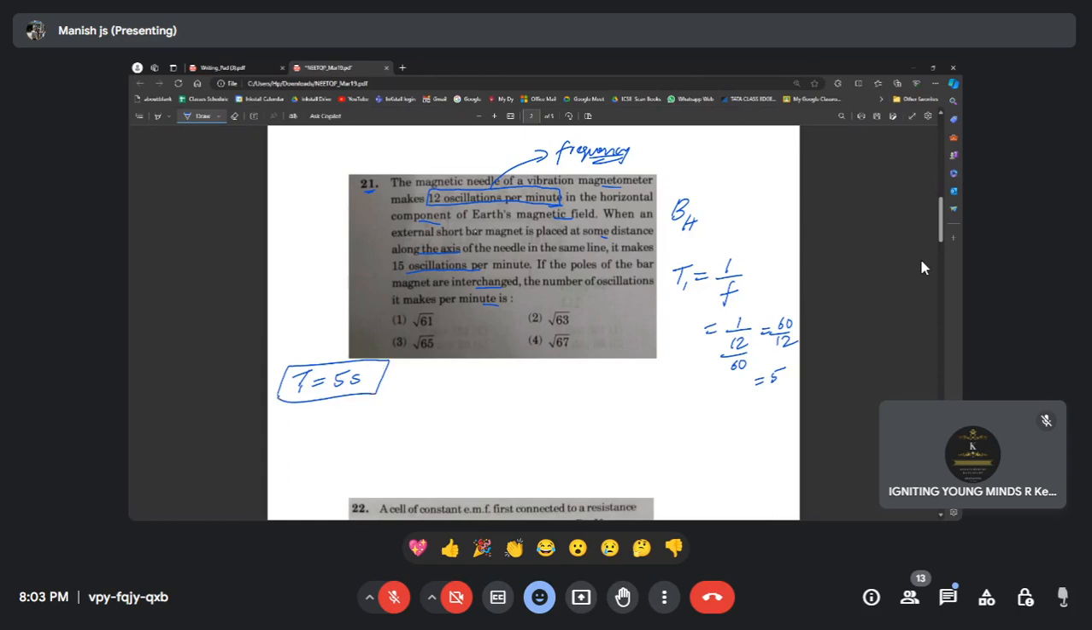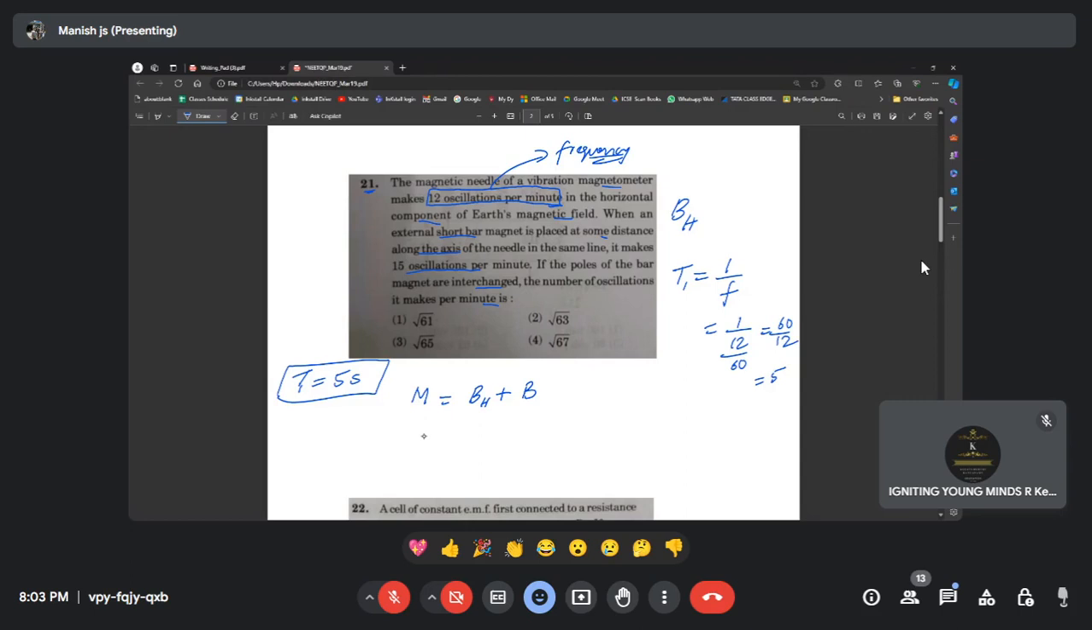Then what are they telling? Then when an external bar magnet is placed at some distance along the axis of the needle in the same line, again they are placing it. That means now what is the new magnetic field? The new magnetic field will be equal to the previous magnetic field due to the horizontal component plus the new magnetic field that you are creating by placing another bar magnet at some distance. So BH plus B.